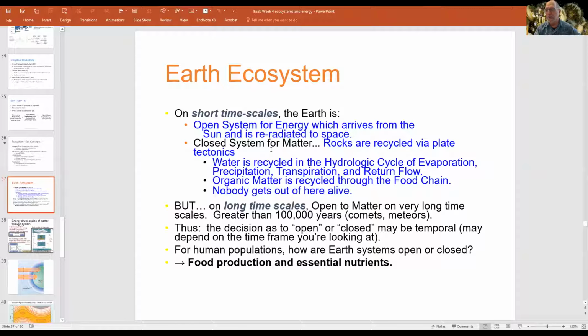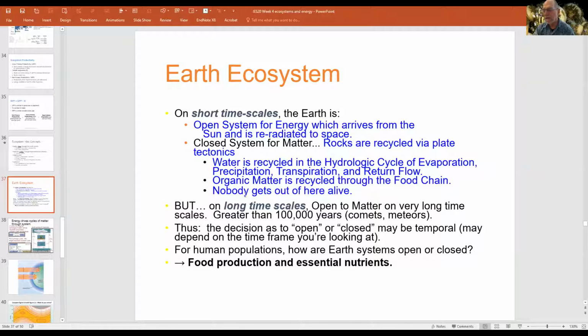It's a relatively closed system for matter. The rocks are being recycled through plate tectonics. Water is being recycled through the hydrologic cycle: precipitation, transpiration, return flow. Organic matter is being cycled through the food chain. So everything is moving around within Earth systems, but almost no new material is arriving, and almost no material is leaving. So it's, relatively speaking, a closed system, certainly over shorter time spans.